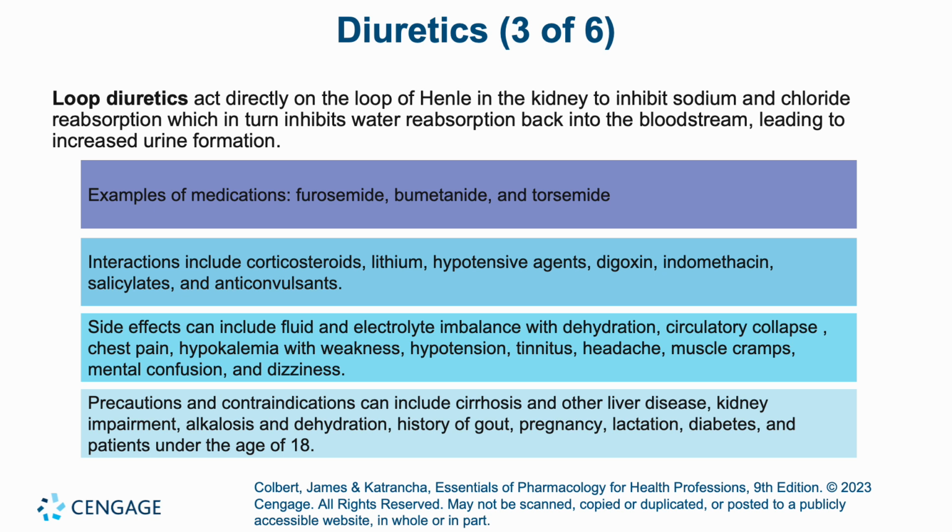Sodium is another key player in the electrolyte exchange that causes the system to work. Altered sodium levels are a major thing that can cause swelling in the brain, that can cause confusion, and it can even cause seizures. So we need to think about that when we're giving a medication that involves sodium and chloride. Precautions and contraindications can include cirrhosis and other liver disease, kidney impairment, alkalosis and dehydration, history of gout, pregnancy, lactation, diabetes, and patients under the age of 18.